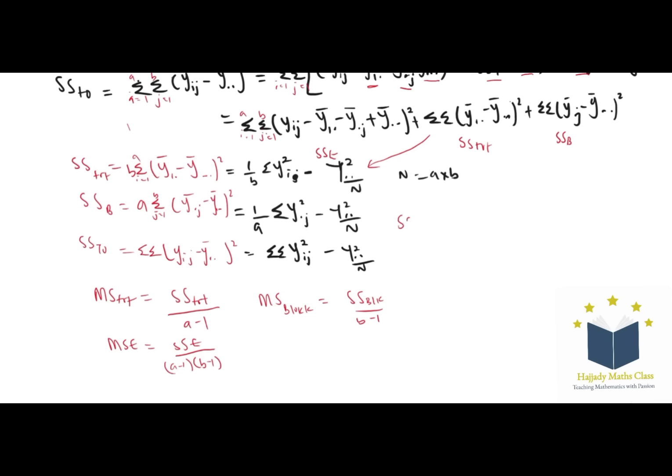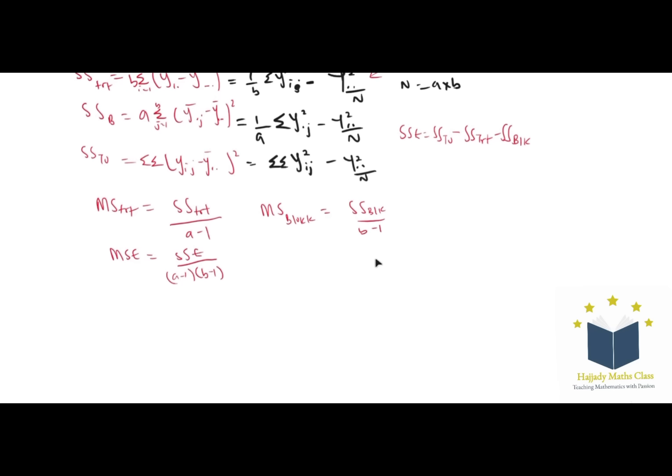And don't forget, from here we can get our SSE. Our SSE is just SS total minus SS treatment minus SS block, because computing SSE directly can be cumbersome, so it's better you just use this approach. With this, you can get the sum of square error. Developing the test statistic for this, our F observed is the same thing as the MS treatment over MSE.